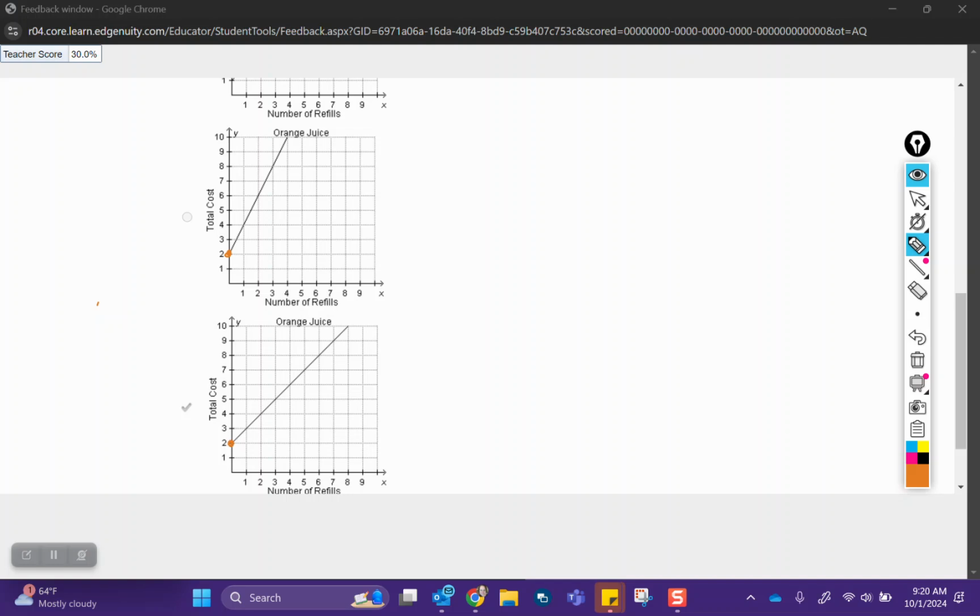And now it says $1 for each refill. So if I get one refill, it should cost me $1 extra. There's an extra $1 for the refill, an extra $1 for the refill. This one is $2 per refill. Okay, that's not what that said. Not every refill is $2, it's $1. So it should have been this one down here.